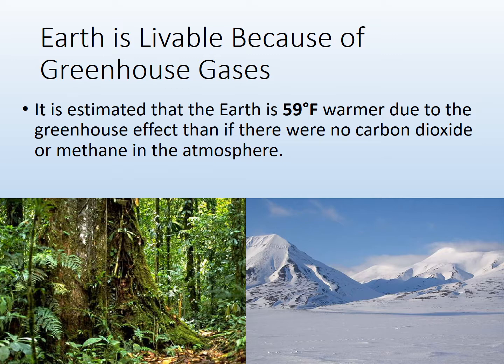59 degrees Fahrenheit is the difference between being in a tropical rainforest and being in a frozen tundra. If you think about it, if it was 80 degrees Fahrenheit at the equator, that's a pretty warm day. Take 60 degrees off of that, and it's only 20 degrees, you're below freezing and you have ice.